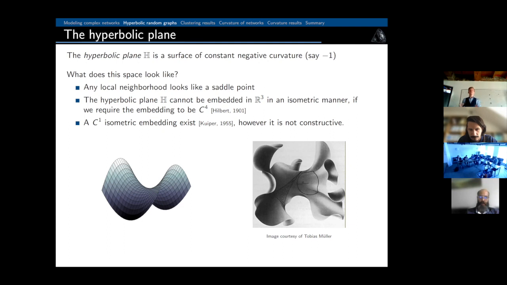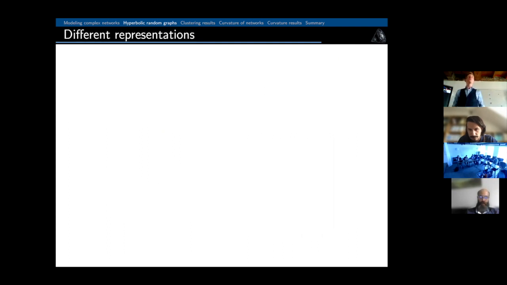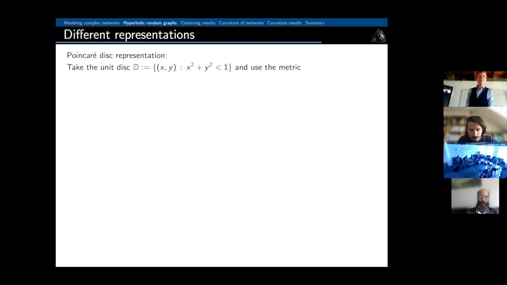So we're not going to imagine this. I'm not going to give you any embedding. I'm going to give you a representation of this space, and the representation I'm going to use is the Poincaré representation. The idea is that you just have a disk in 2-dimensional Euclidean space, and now you put a metric on this, and the metric is this. This is a model for hyperbolic geometry.